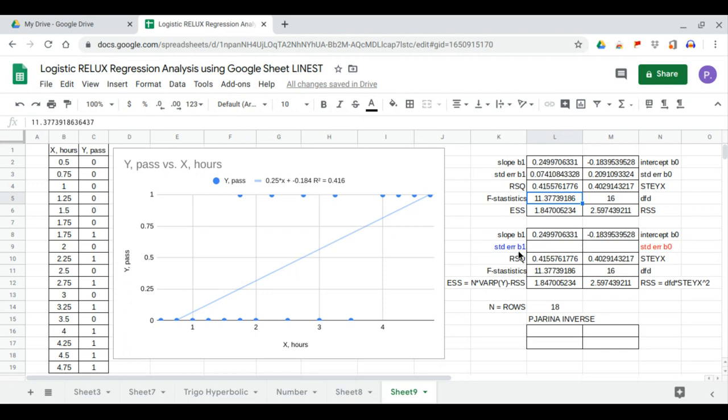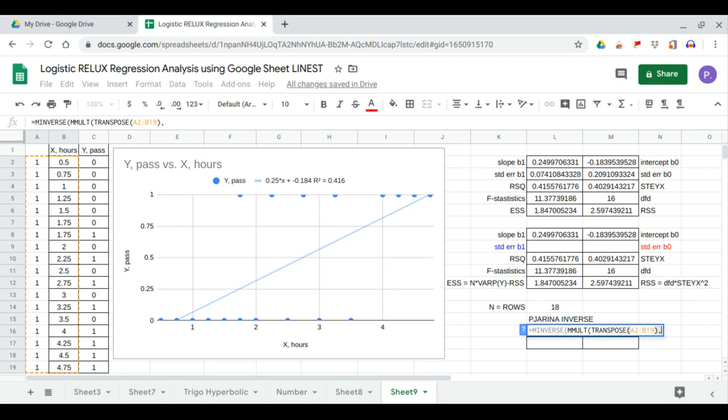Next, we calculate the standard error values of B0 and B1. To do that, we compute the pseudo-inverse matrix, starting with the 1x matrix. So this is equal to MINVERSE of MMULT of the transpose of this matrix with the 1x matrix and itself.